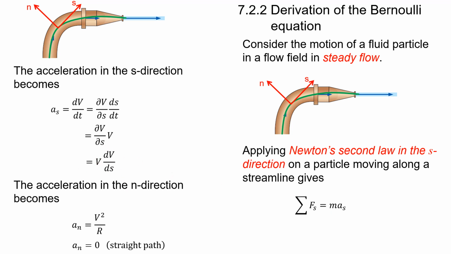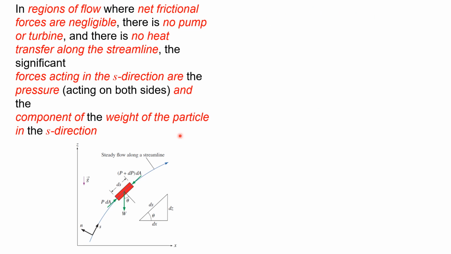In a region of flow where net frictional forces are negligible, there's no pump or turbine, and there is no heat transfer on the streamline, the significant forces acting in the S direction are the pressure acting on both sides and the component of the weight of the particle in the S direction.